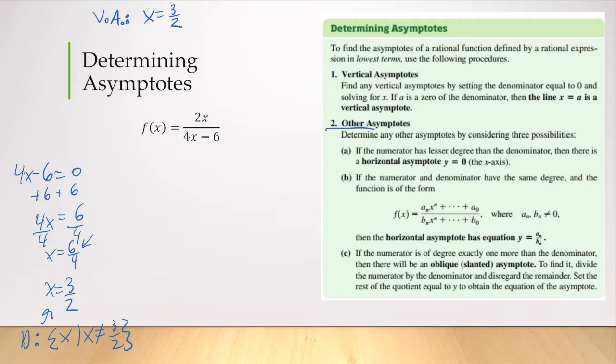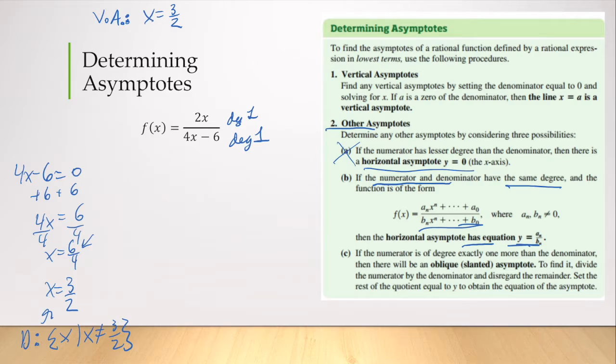If the numerator has lesser degree than the denominator, then there's a horizontal asymptote at y equals 0. Well, my numerator is degree 1 and my denominator is degree 1, so they have the same degree. My numerator isn't lesser than the denominator, so I can move on. It's not criteria A. B: if the numerator and the denominator have the same degree, then the functions of this form, which it is, then the horizontal asymptote has the equation y equals their two constants.